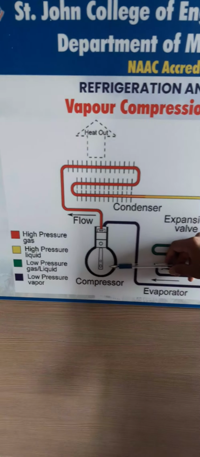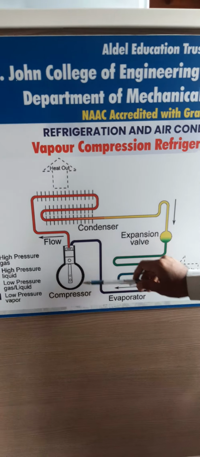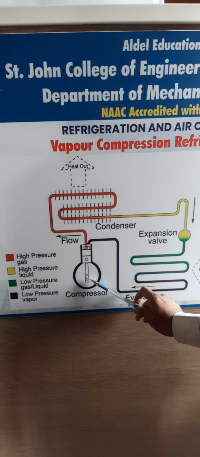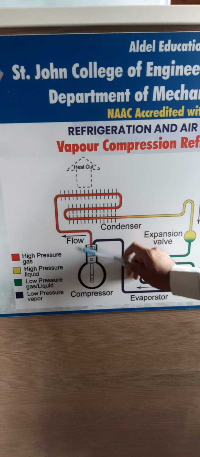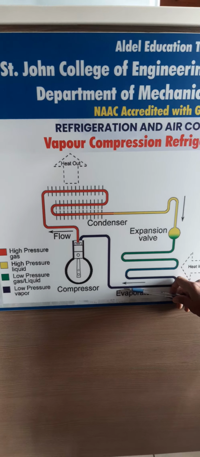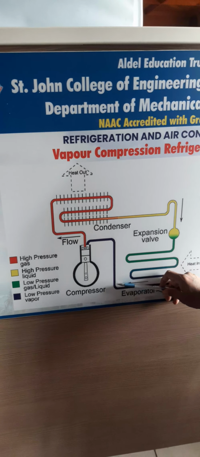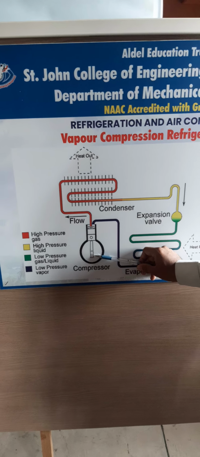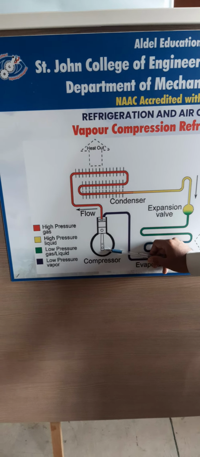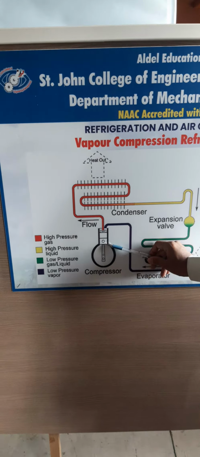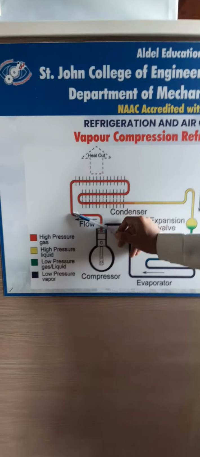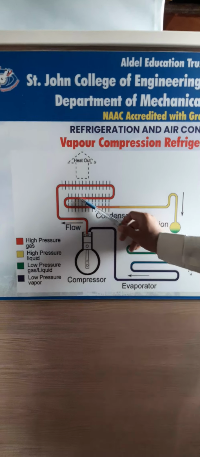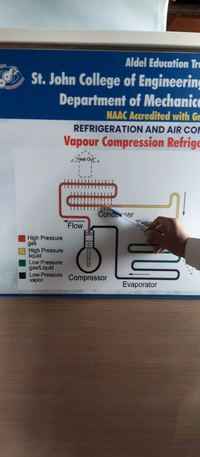So you can see here, this is the compressor, hermetically sealed compressor. High pressure, high temperature refrigerant is coming out of it. First of all, low pressure, low temperature refrigerant enters into the compressor. After that it gets compressed and becomes high pressure, high temperature vapor. So this red line indicates the high pressure, high temperature vapor refrigerant.